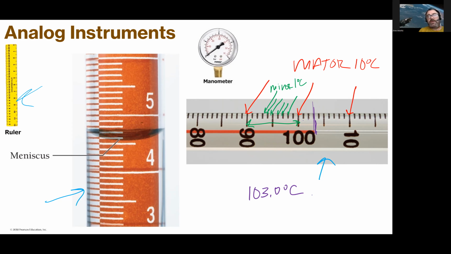All right. Let's try the same thing with this volume of, I'm assuming, water, some clear liquid in this graduated cylinder.